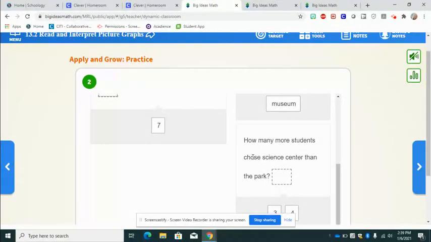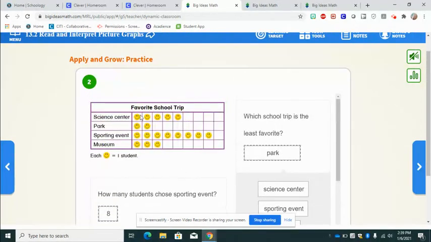How many more students chose Science Center than the Park? So we're going to look at our Science Center and then look at the Park. So there were 1, 2, 3, 4, 5 students that chose Science Center and 2 students that chose Park. So we have to decide how many more chose Science Center than Park.